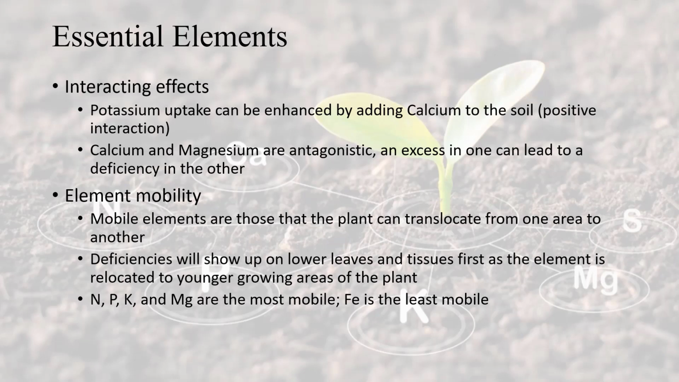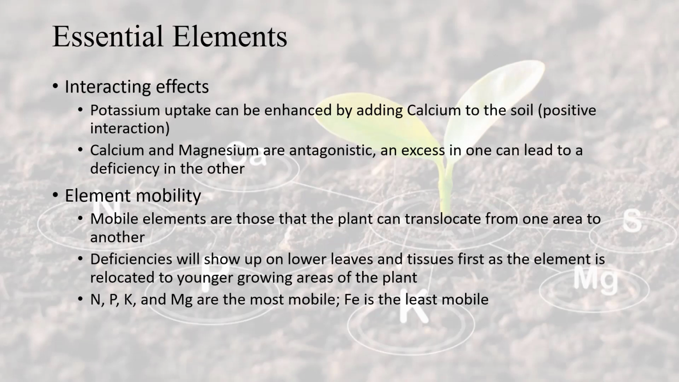Another important property of our elements is mobility, right? With some nutrients being more mobile than others. Now, mobile elements are able to translocate from one area of a plant to another. And this is going to help when we're trying to diagnose nutrient deficiencies.